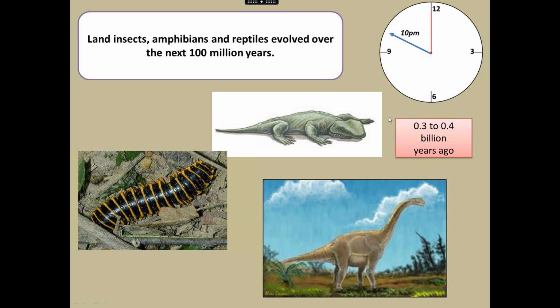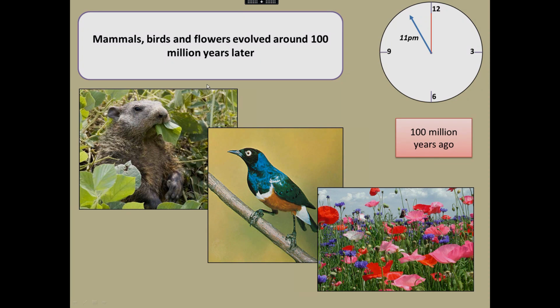in the Earth's history. So pretty late on in the Earth's history when all these animals, amphibians and reptiles started to evolve on land. Then, another 100 million years after that, mammals, birds, and flowering plants evolved. So that's about 11 p.m. on our imaginary clock, so pretty late in the Earth's history.